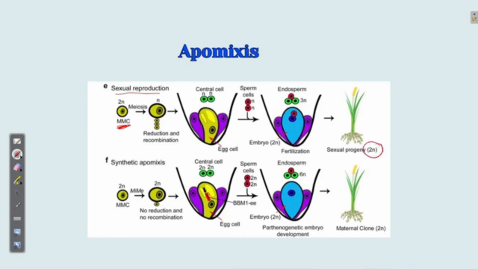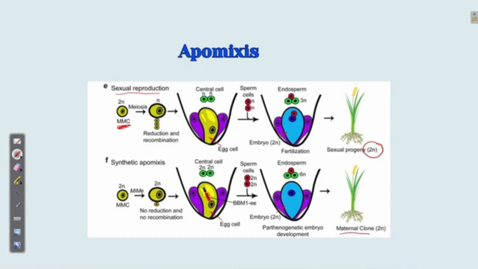In certain cases, in some of the plants like a variety of grasses, and some varieties of the sunflower family, Asteraceae family, apomixis happens when the megaspore mother cell fails to undergo meiosis, or it does not undergo the reduction division. It remains as a diploid cell, and without fertilization this diploid cell will develop into a new individual, and it can be considered as a maternal clone because it has the same characteristics of the mother.